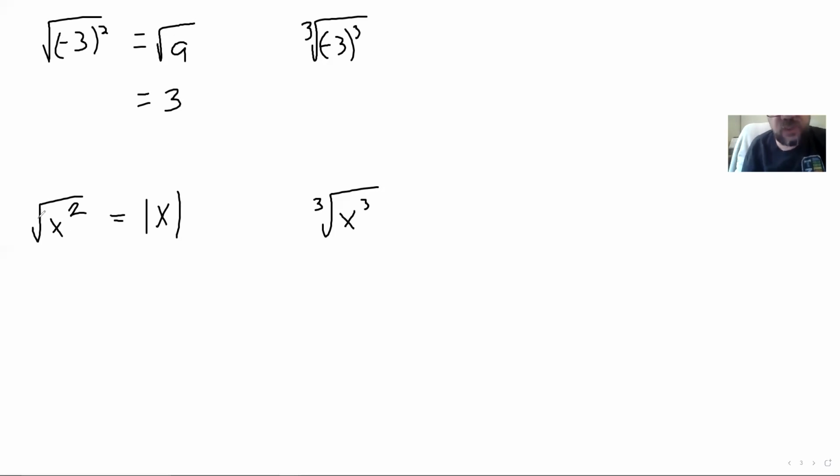So if you're taking the even root of an even power, you don't get the thing you started with, you get the absolute value of it.